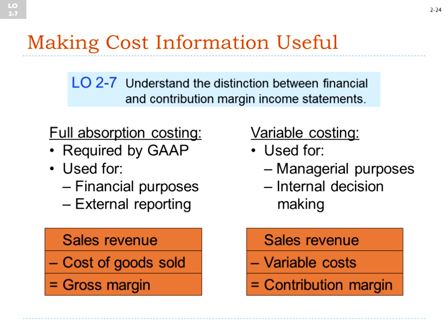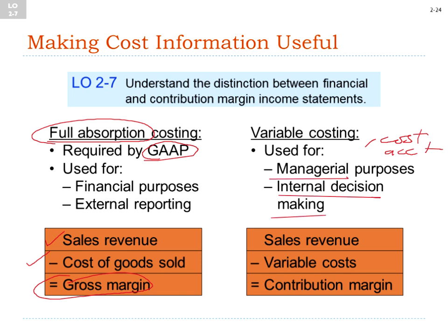For GAAP purposes, when you're doing your financial accounting, they want you to use full absorption costing. All right, and that's going to be sales revenue minus cost of goods sold to get your gross margin. And then variable costing is used for cost accounting purposes, generally speaking. It's used for managerial purposes and internal decision making.